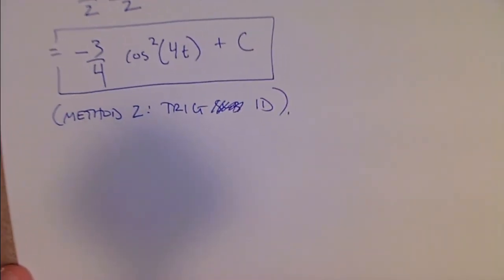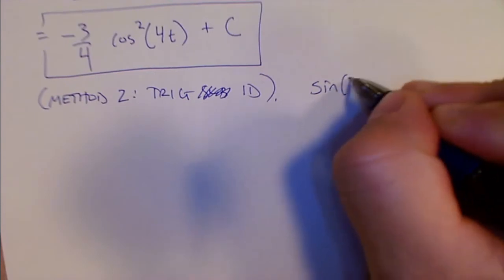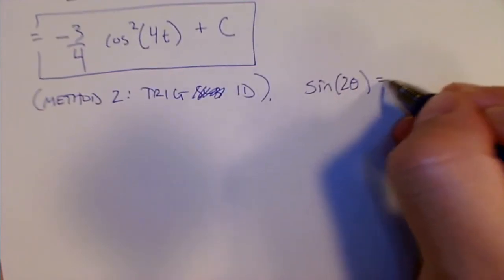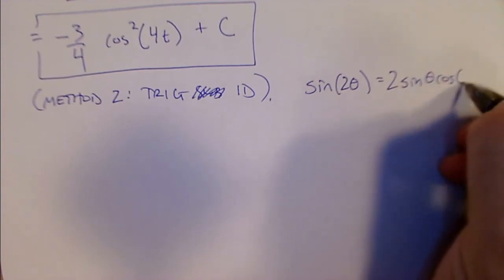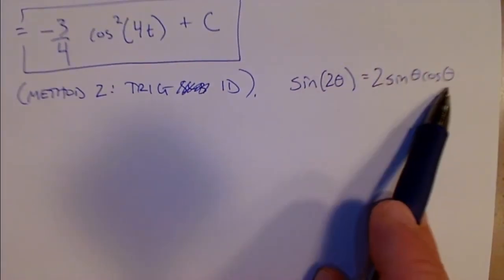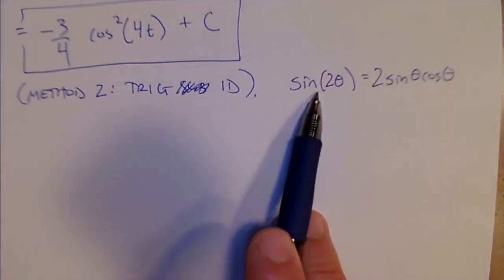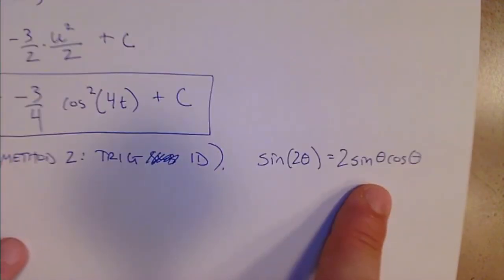We're going to use a very common trig identity that you should have learned in trig, which is that sine of 2 theta equals 2 sine theta cosine theta. When you see sine and cosine multiplied together, you should think double angle identity for sine. And that's what I have right here. All right? So I'm going to make this right here look like that right there.